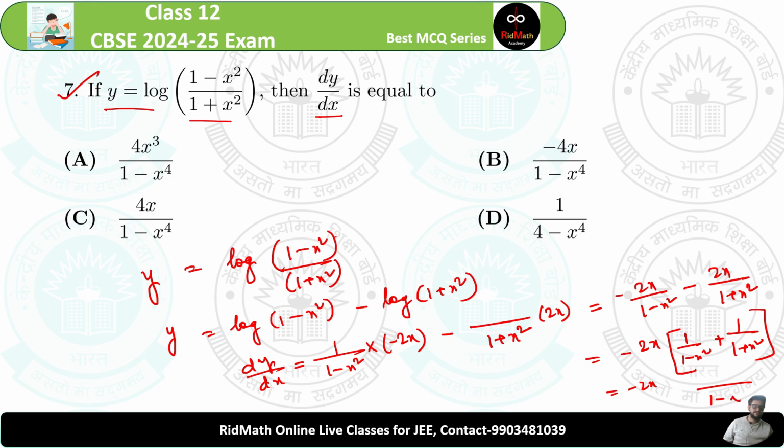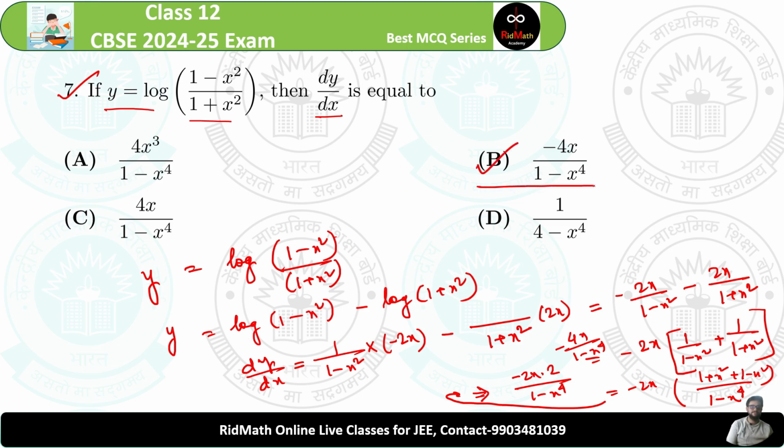this is 1 minus x to the power 4, and in the numerator this is 1 plus x square plus 1 minus x square. So from this we are getting minus 2x into 2 divided by 1 minus x to the power 4. That means minus 4x by 1 minus x to the power 4. So that means B option is correct, minus 4x by 1 minus x to the power 4. I hope you understand. Next problem.